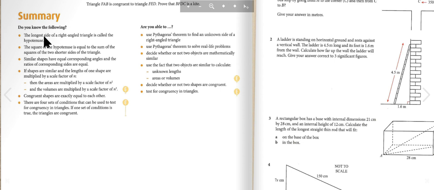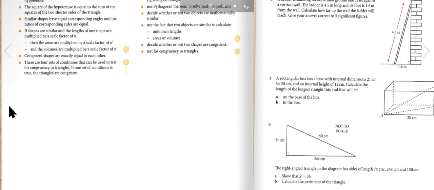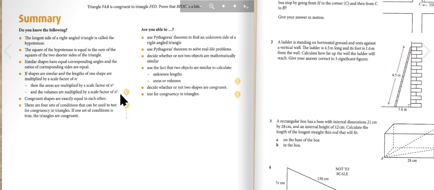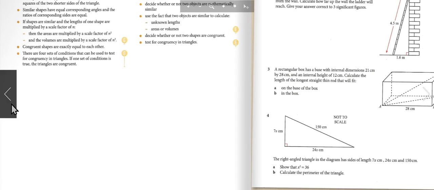Do you know the following? The longest side of a right angle triangle is called the hypotenuse. The square of the hypotenuse is equal to the sum of the squares of the two shorter sides of the triangle. Similar shapes have equal corresponding angles, and the ratios of corresponding sides are equal. If shapes are similar and the lengths of one shape are multiplied by a scale factor of n, then the areas are multiplied by a scale factor of n squared, and the volumes are multiplied by a scale factor of n cubed. Congruent shapes are exactly equal to each other.